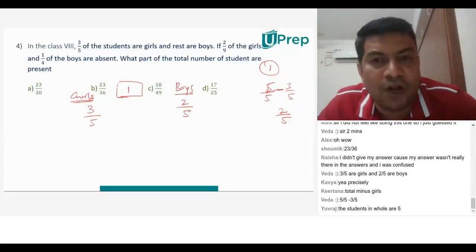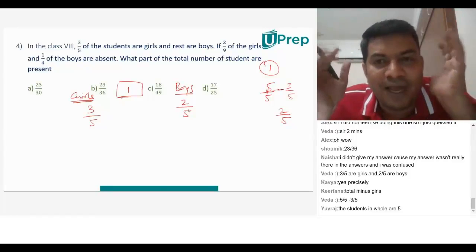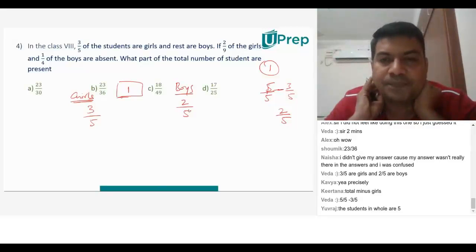Concentrate. Alex, concentrate. It's not tough. Maths is not boring. Maths is interesting if you think through it.